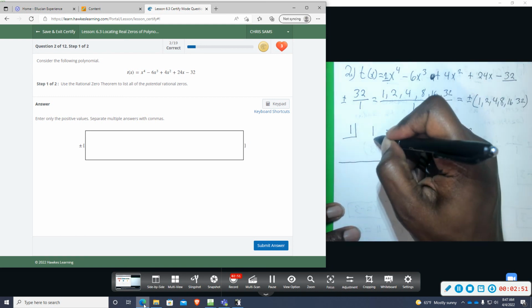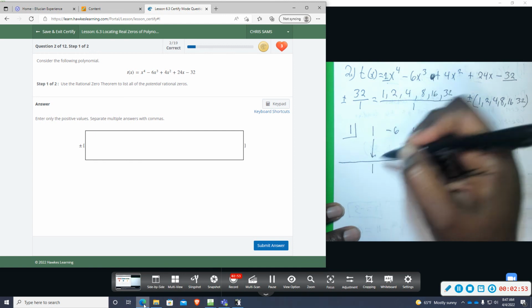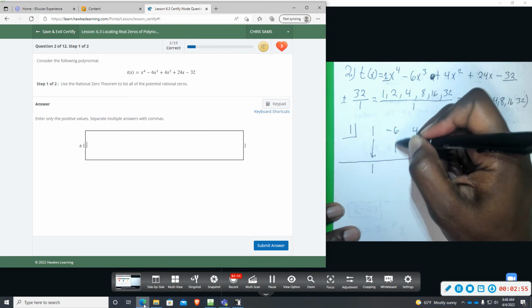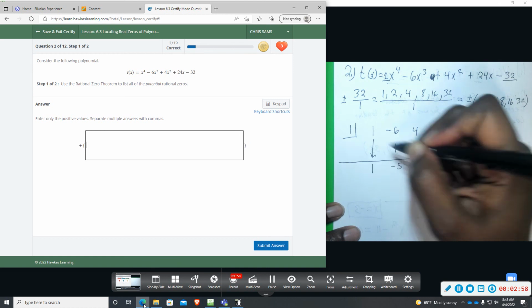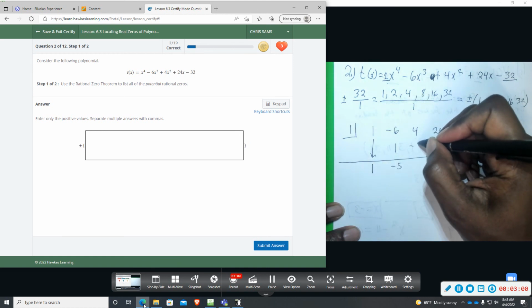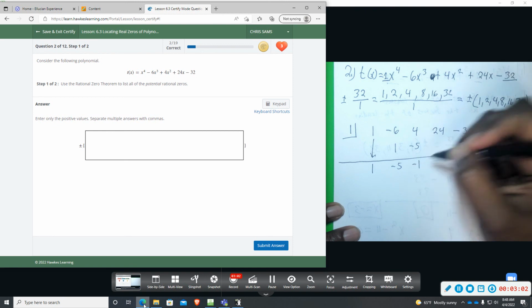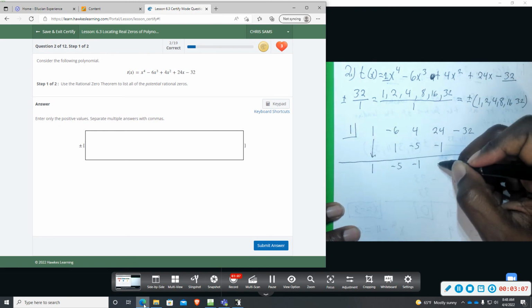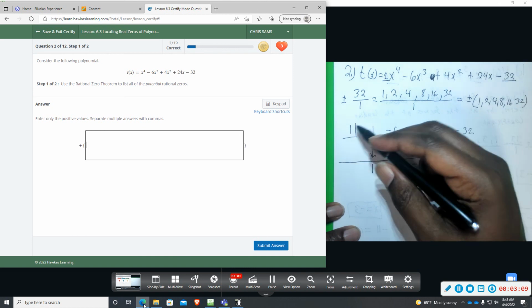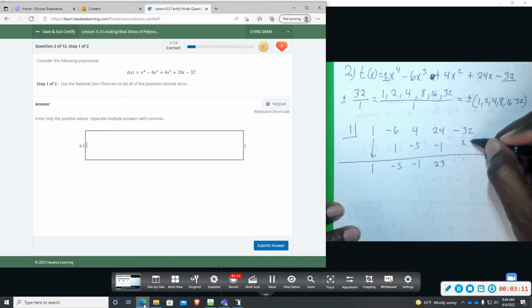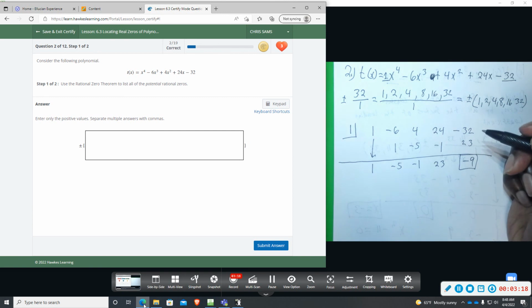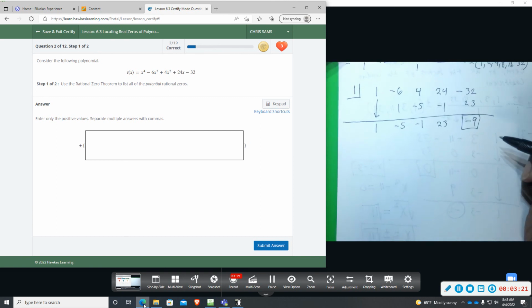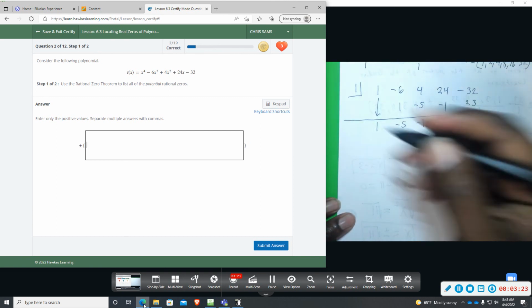So I'm going to bring my 1 straight down. 1 times 1 is 1. Combine, I get a negative 5. 1 times negative 5, combine, I get a negative 1. 1 times negative 1, combine, I get positive 23. 1 times 23 is 23, combine, and we get a negative 9. So that does not end in a 0, so 1 is not a 0. So then I would have to try maybe 2.